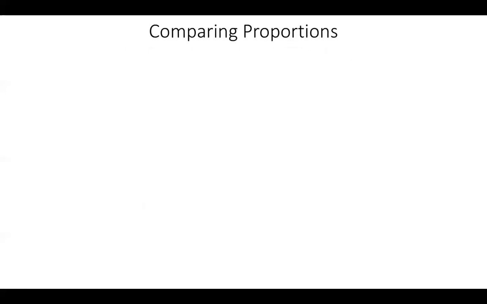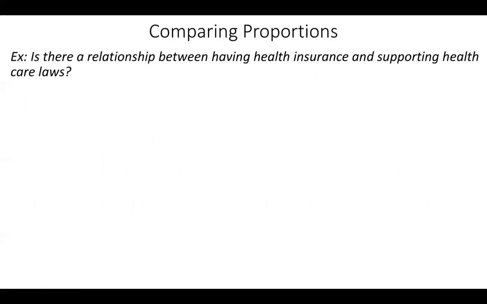So I want to talk about comparing proportions in two different ways with two different examples. First, imagine a researcher is asking if there's a relationship between having health insurance and supporting healthcare laws. This was a large debate going on as the Affordable Care Act rolled out. So is it possible that people who already had health insurance were less likely to support the ACA than people who did not currently have health insurance? Maybe those without health insurance had something more to be gained from the policy.